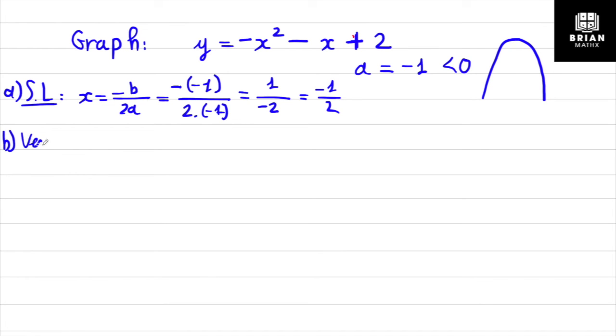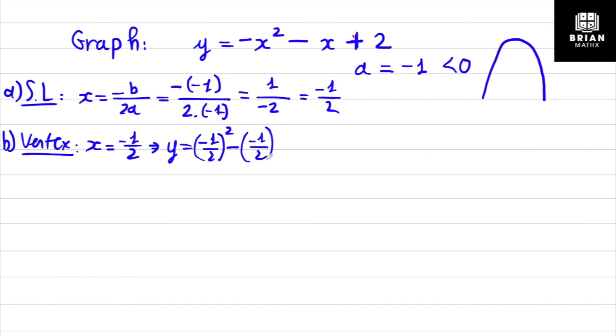B, you will find the vertex. The symmetrical line is x equal to negative 1 over 2. Substitute this into the function. You get negative 1 over 2 squared minus negative 1 over 2 plus 2 equal to 11 over 4, or 2.75. This is negative 0.5.